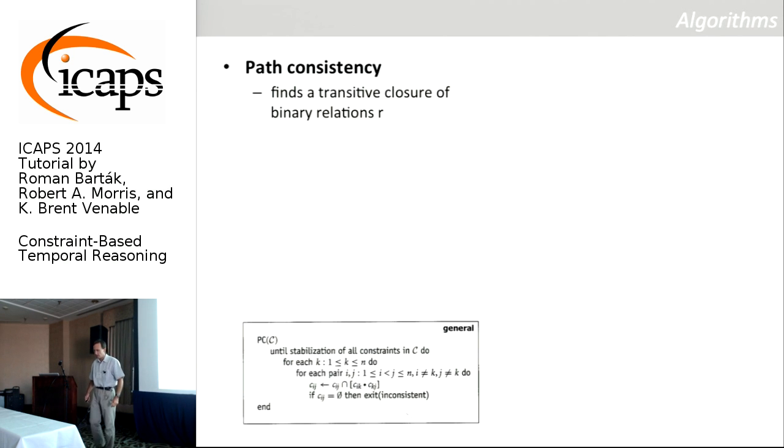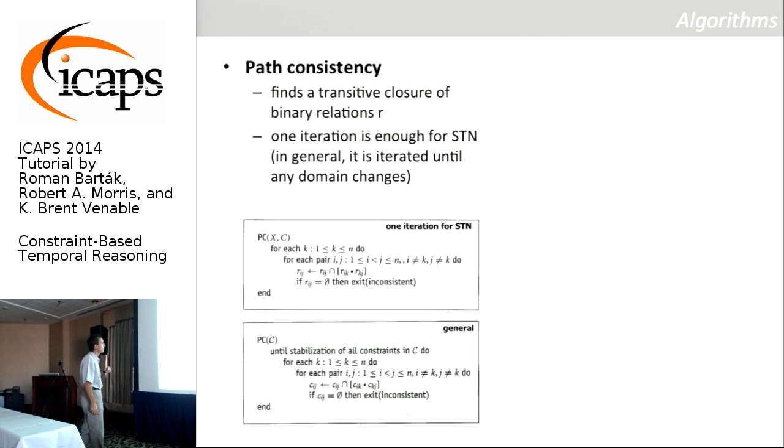The nice thing for simple temporal networks is that we don't need to run PC in general. In general, path consistency is repeated until something is changed, some domain is changed, right? For simple temporal networks, it's enough to run path consistency in just one iteration. So we don't need this repeat-until loop, we just need a for-each loop. So the time complexity is n to the power of 3, where n is the number of nodes. But the rest is the same, the same operation. And if we deduce that some relation is empty, we know that the problem is not consistent.